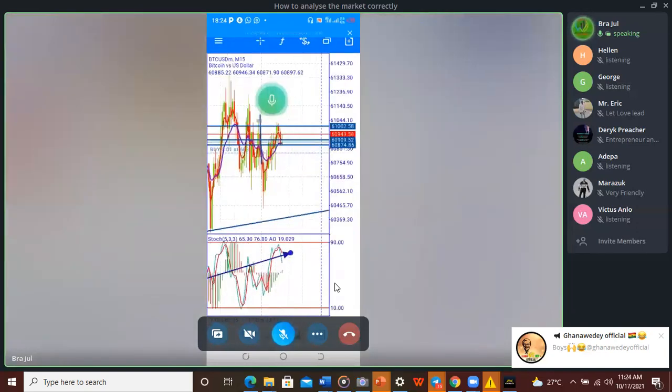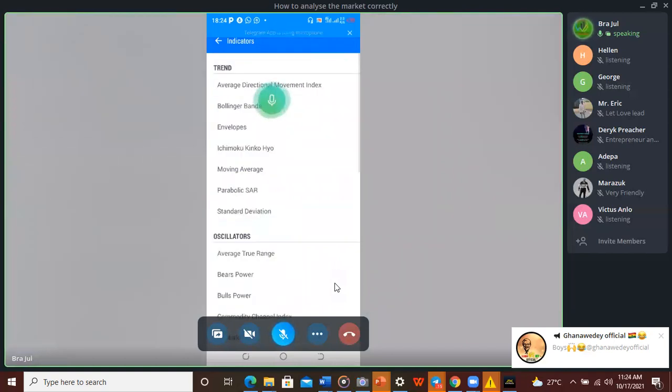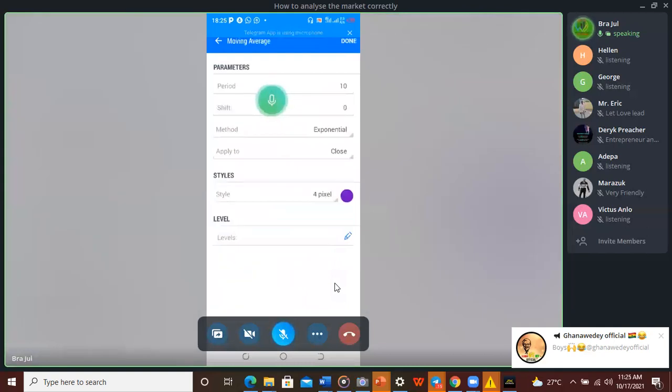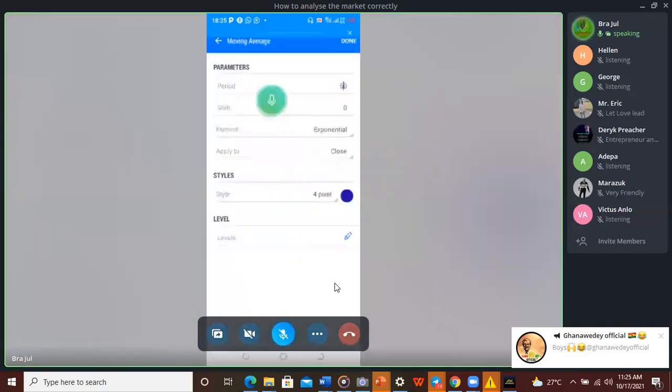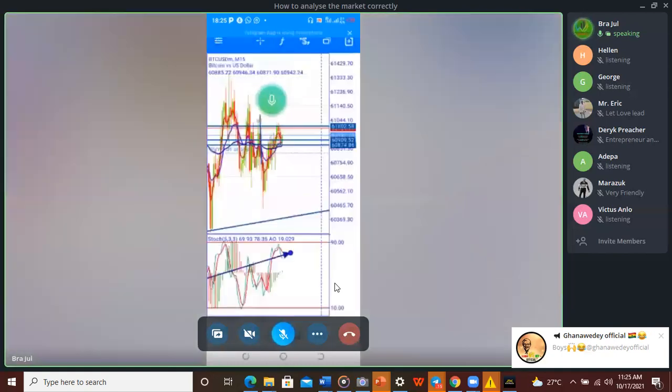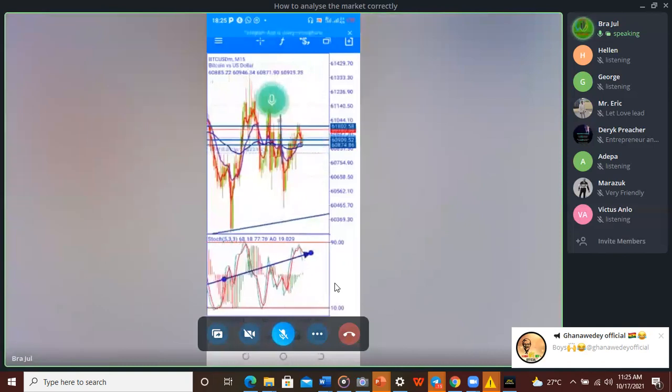All right, so let's move to the last one, the exponential moving average. Tap on the F, go to the plus sign, the main chart, moving average, then change the period to 50. It's still exponential, and the color I like is blue for the big one. Then done. All right, so that is it.